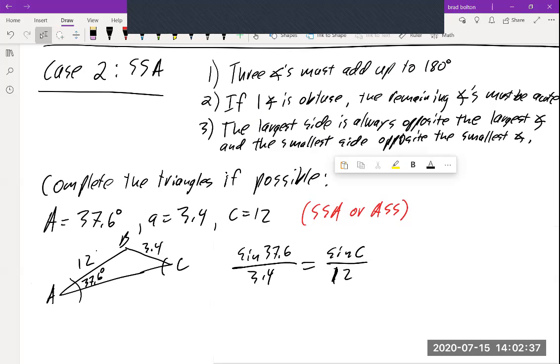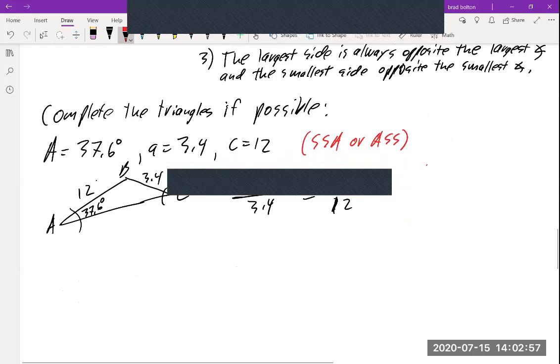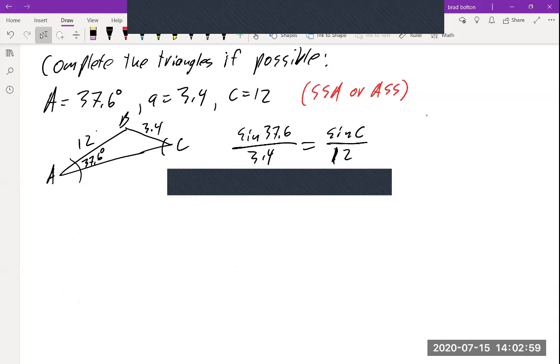Some things to keep in mind: the 3 angles have to add up to 180. If one angle is obtuse, the remaining 2 angles must be acute, meaning smaller than 90. And the largest side is always opposite the largest angle, and the smallest side is always opposite the smallest angle. So the reason this is a more difficult problem is because we have a couple of weird scenarios that can happen, okay?